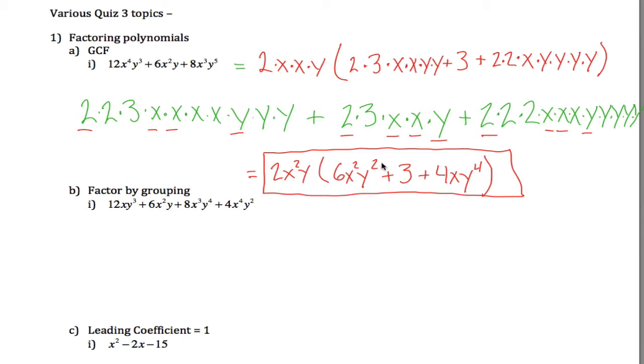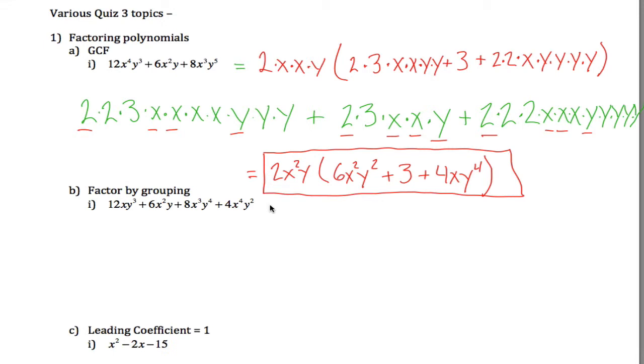To be perfectly honest, you're typically not going to write it out in all this detail. You're going to get to the stage where you can just look at these guys and be like, yep, they all got a 2 in common, and they all got x squared in common and y in common. So I'll pull that out right here, and then just figure out what I'm left with in each of these terms. If it helps you to show all the work, show all the work. I don't care. Do whatever you want.